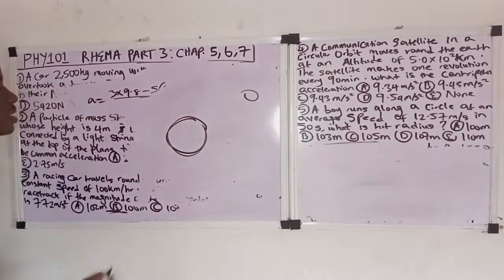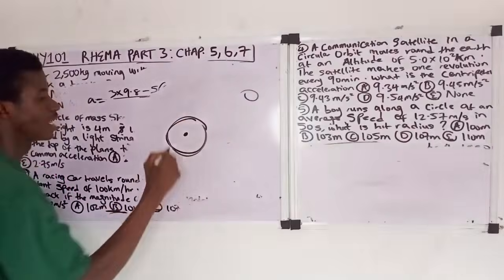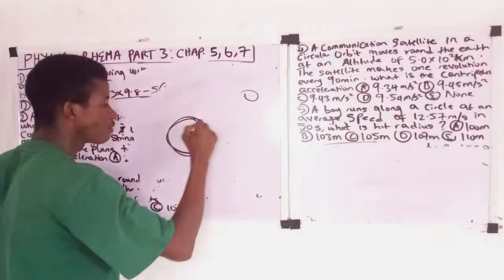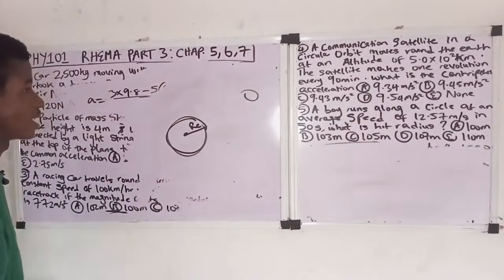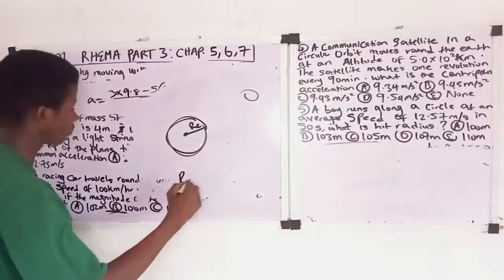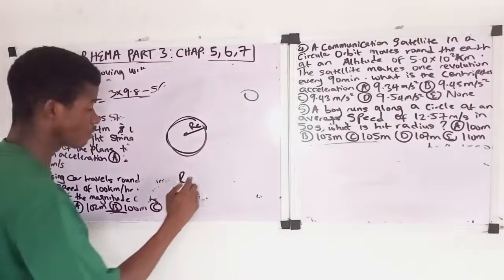Remember, this is the center of the Earth. From the center of the Earth to the surface of the Earth, this is known as the radius of the Earth. This is very important. Take note that the radius of the Earth is what?